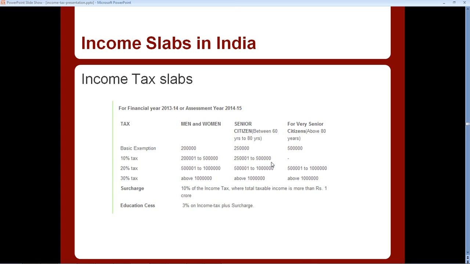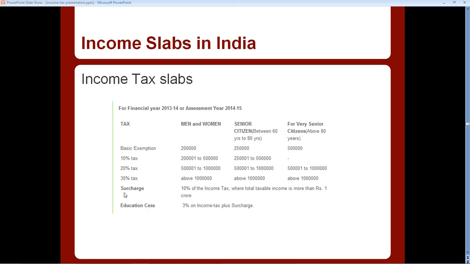If you have income from 2 lakh 1 to 5 lakh, you will be paying income tax of 10% if you are less than 60 years of age. And over and above this, you pay what is called a surcharge, but this is only applicable if your total income is more than 1 crore. And then there is education cess, which is 3% on the income tax plus surcharge.